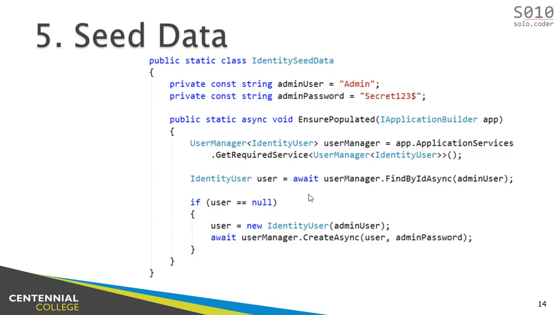If user equals null, so if the user doesn't exist, then create a new user object, and then use create async to save that user in the database. This is the user, this is the password. You're going to see that passwords are usually dealt with in a separate way. As you can see here, the password is not part of the user class. It's a separate thing. You're going to see that a little bit more, but here I try to find it, and if it doesn't exist, create it. So it creates the admin user just the first time that it runs. The second time, it will find it, and it will skip this creating part.